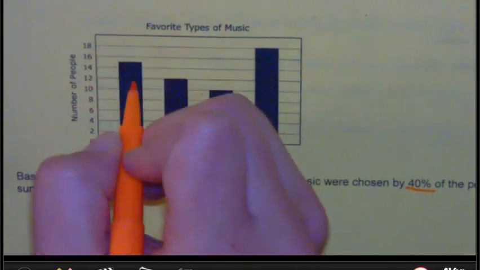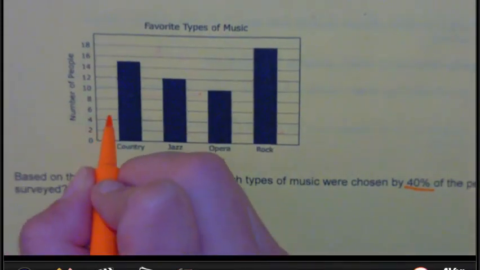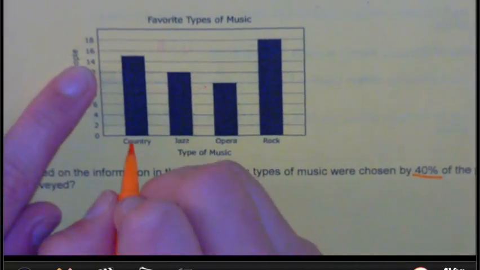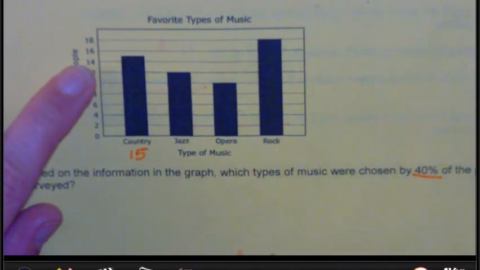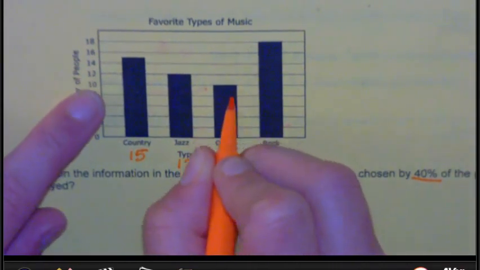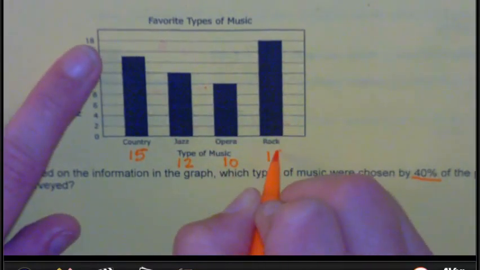First thing I want to do is find out how much each individual section is. Well, I see that I'm going up by 2s, and I know that country is between 14 and 16. So for country, I have 15 people. For jazz, I have 12. For opera, I have 10. And for rock, I have 18.